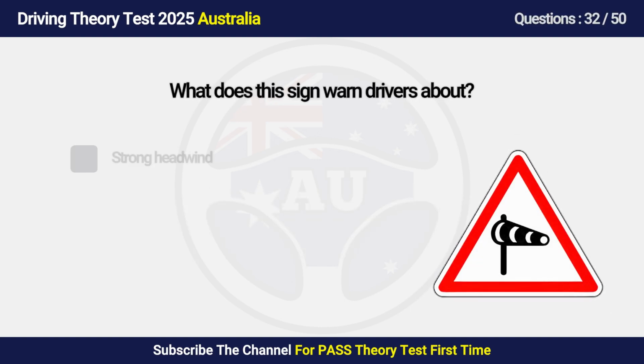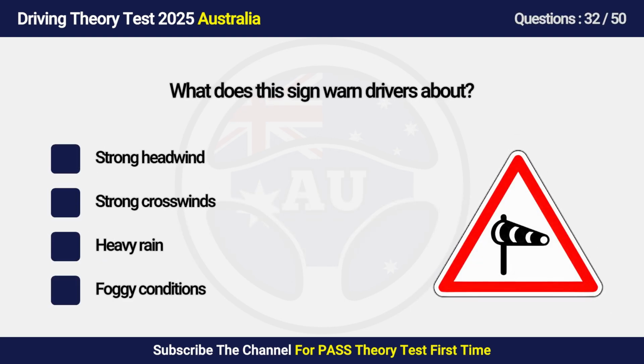Question 32. What does this sign warn drivers about? A. Strong headwind, B. Strong crosswinds, C. Heavy rain, D. Foggy conditions.